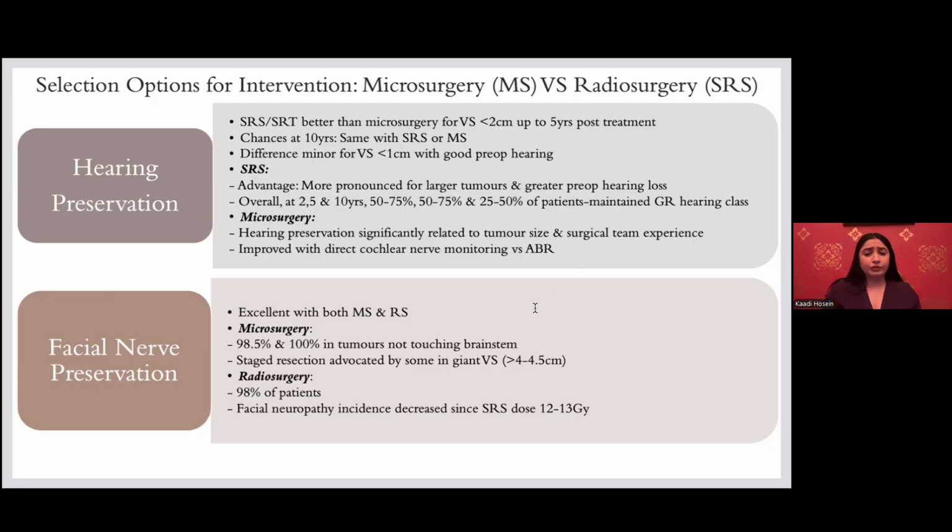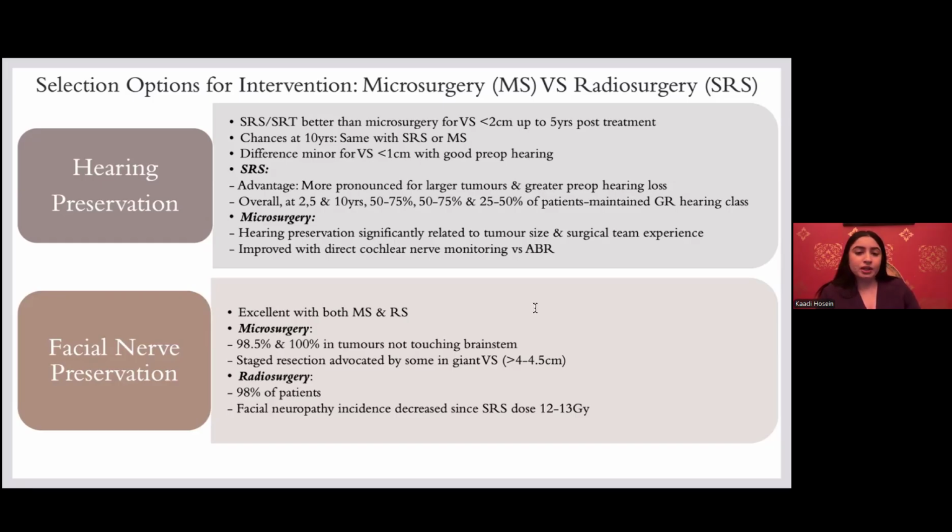In terms of facial nerve preservation, this has been excellent with both microsurgery and radiosurgery. For microsurgery, we have 98.5% overall and 100% in tumors not touching the brainstem as per Sami et al. 2006 study. And staged resection has been advocated by some, as we stated before, especially in those with giant vestibular schwannomas, more than 40 to 45 millimeters.